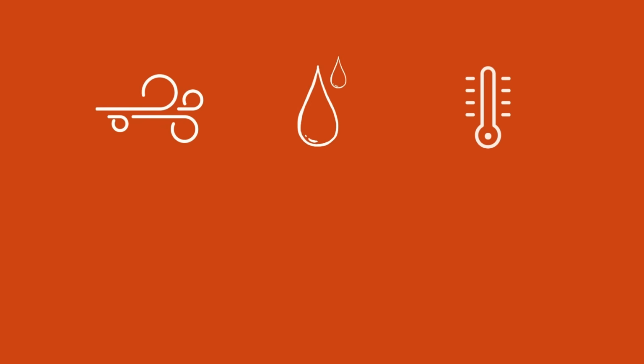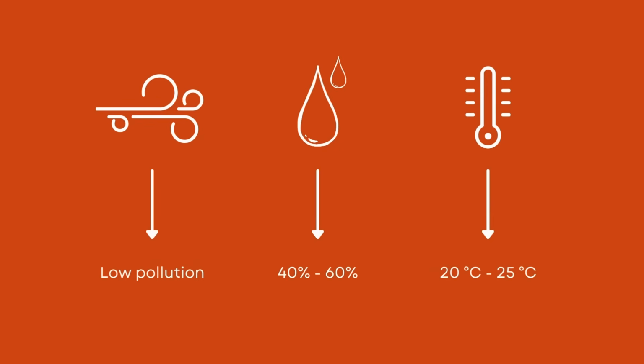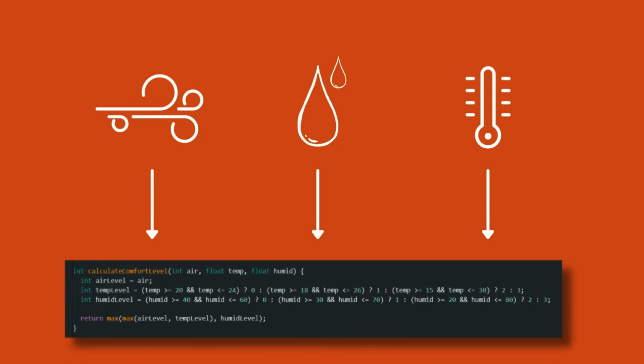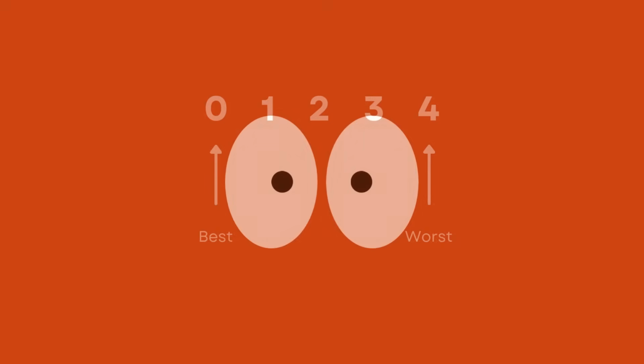But in a nutshell, the code's job is to figure out how comfortable the environment is. It does this by looking at the air quality, humidity, and temperature data from the sensors. The code has preset comfortable ranges for each of these readings. Then it checks how many of the sensor readings are currently outside of the comfortable zone. Based on this, it calculates a comfort score. The score ranges from 0 to 4. A score of 0 means the best comfort level, while the score of 4 indicates worst comfort level. Now, it might seem a bit backwards at first, but the score basically indicates the height of the eyelids in the downward direction. So a higher score will mean the eyelid is lower.